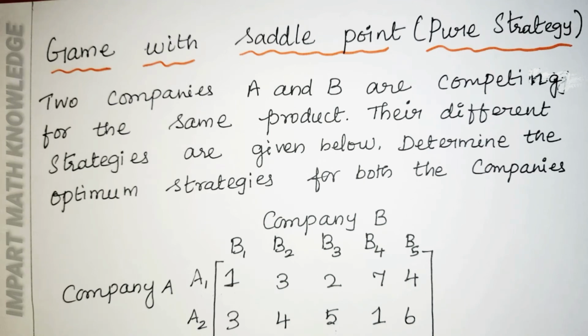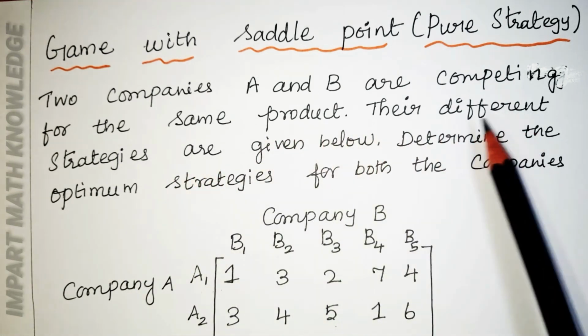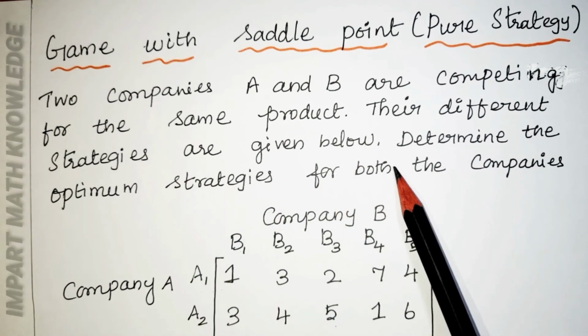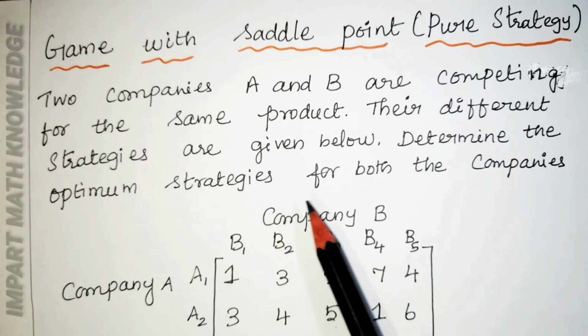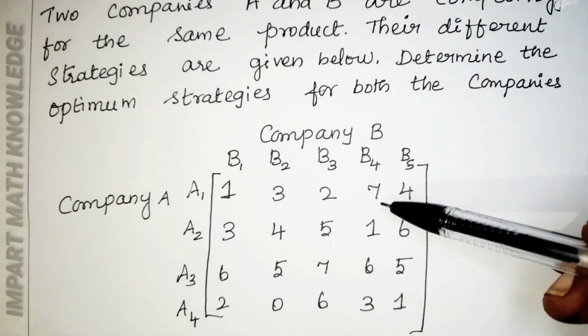Pure strategy means a player uses one particular strategy throughout the game. Let me explain pure strategy with an example. Two companies A and B are competing for the same product. Their different strategies are given below. Determine the optimum strategies for both the companies. Here the two companies are competing for their products. Their different strategies are mentioned here. We have to find the optimum strategies for both the companies.